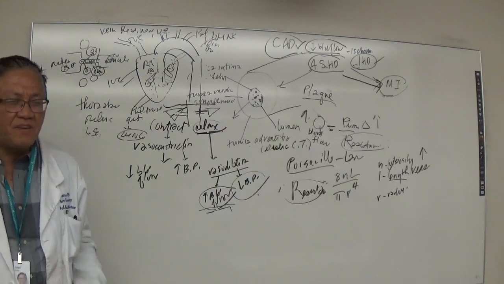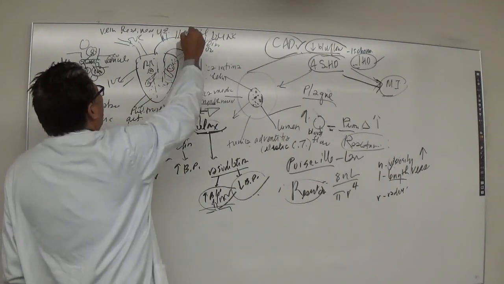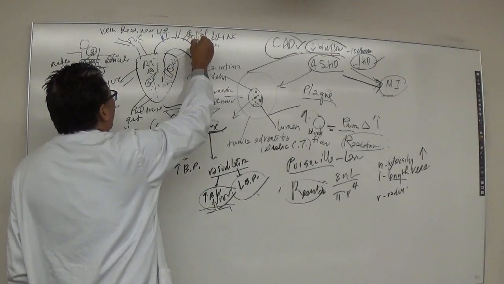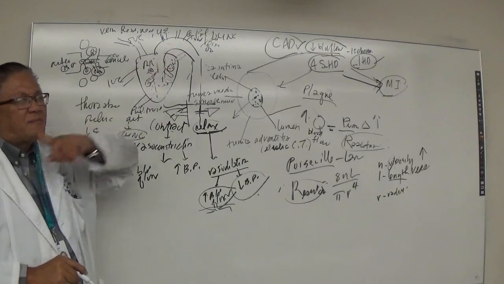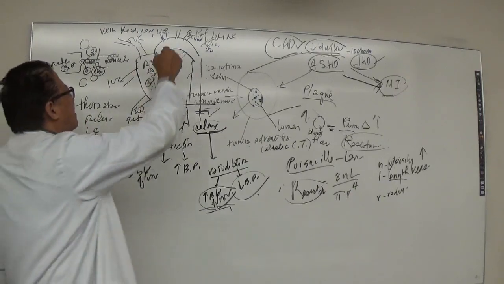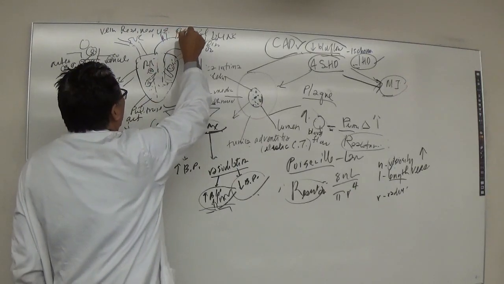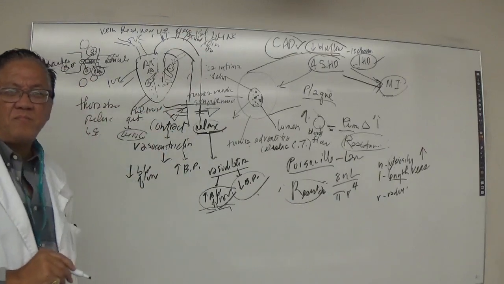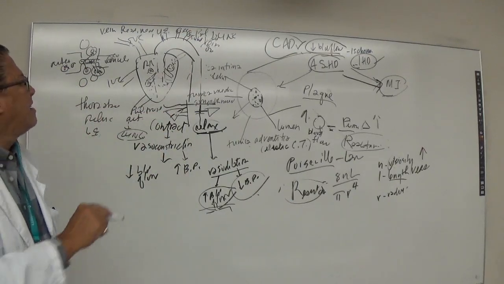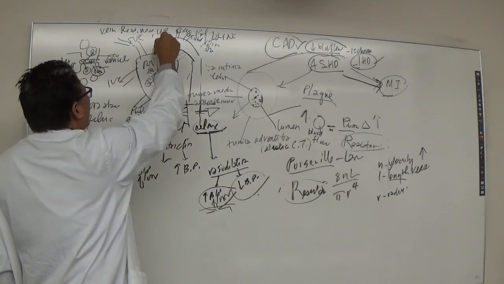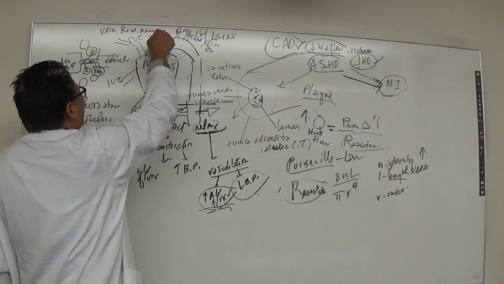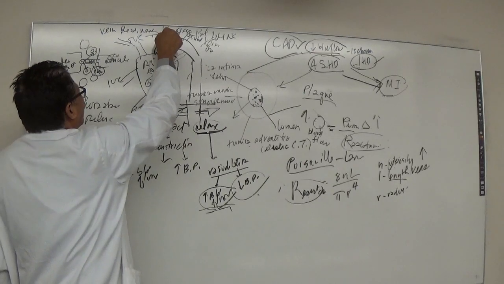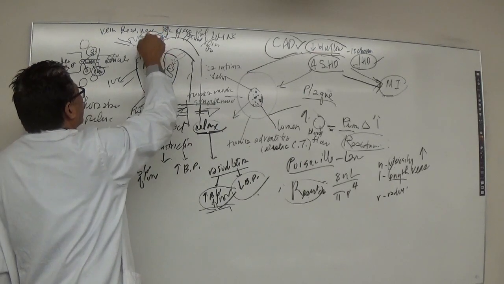Subclavian, not subclavicular. On the left, it's the left subclavian, which comes directly from the aortic arch. What about the middle one? Left common what? Common carotid. And the right? Brachiocephalic. Okay? In other words, the brachiocephalic will divide into what? Right common carotid and right subclavian.